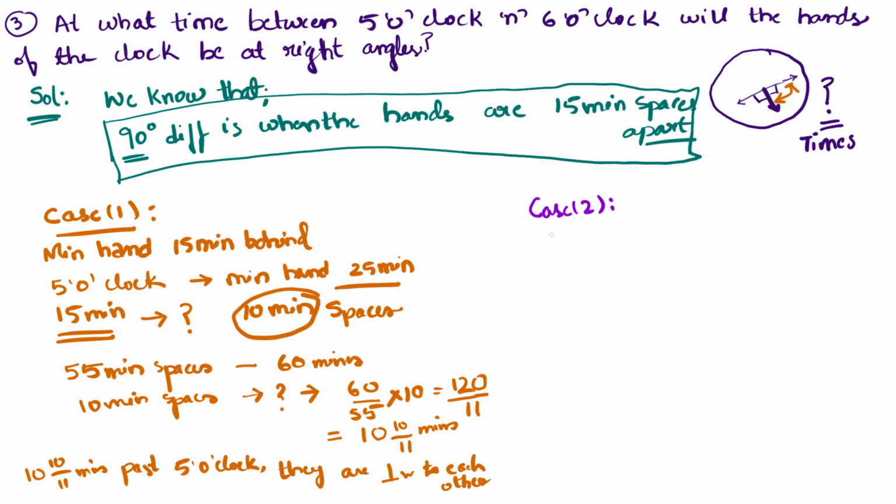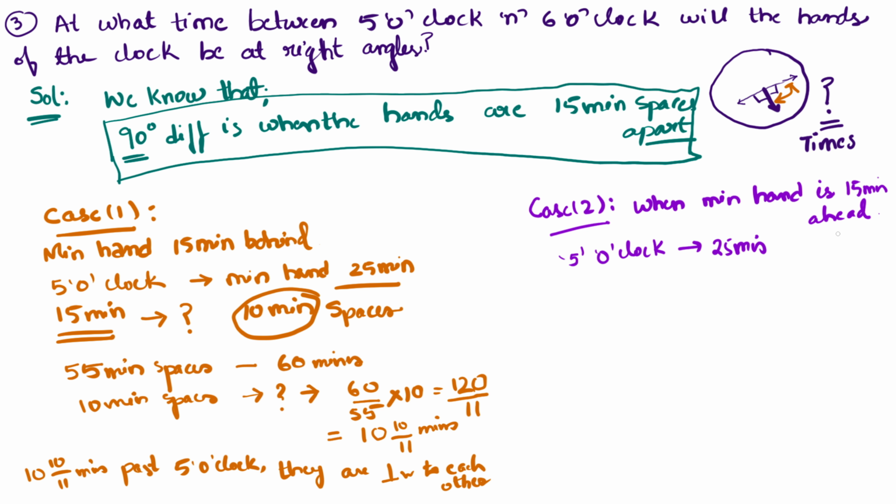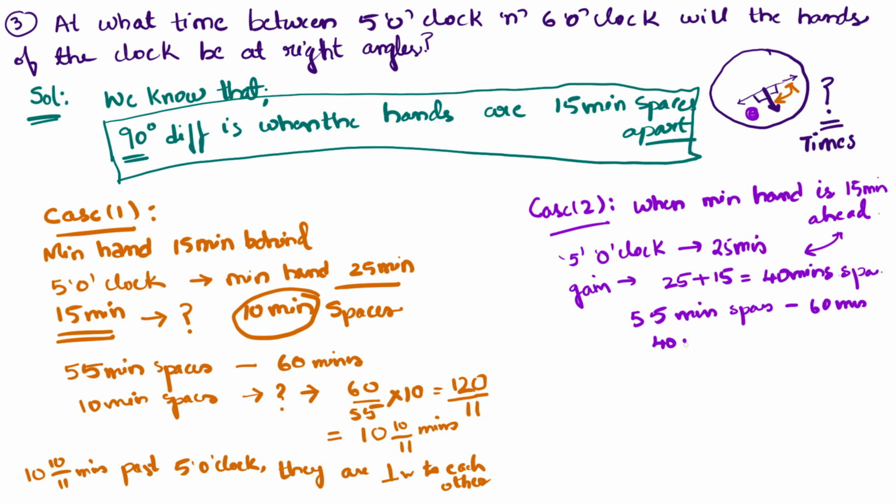Now the second case is when the minute hand is 15 minutes ahead of the hour hand. At 5 o'clock, we know that the minute hand is actually 25 minutes behind the hour hand, but this is the case where the minute hand is supposed to be 15 minutes ahead. So, in this case, the gain should be 25 plus 15, which is 40 minute spaces.